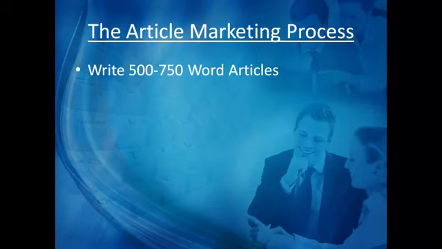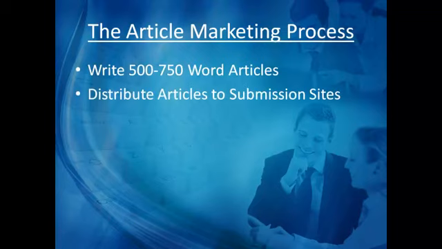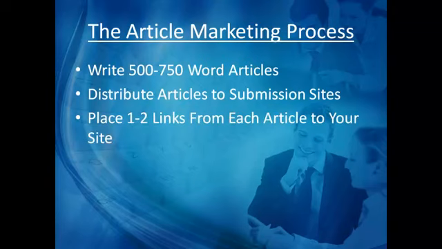Now let's talk about the article marketing process. Now first off, you'll write a 500 to 750 word article. Now you can do less than that, but more and more people are abusing this, as it is with all internet marketing. More and more people are abusing this technology, and usually they only write 300 to 400 word articles. So anytime you can put yourself above and beyond those people that might be abusing the technology, we recommend doing so. So in this case, you would try to write a 500 to 750 word article. Once you've done that, you then distribute the articles to submission sites. And then as you're submitting those articles, you'll place 1 to 2 links from each article to your site.